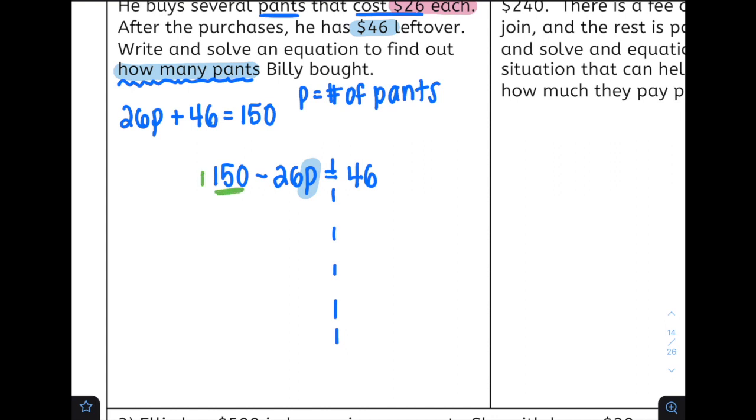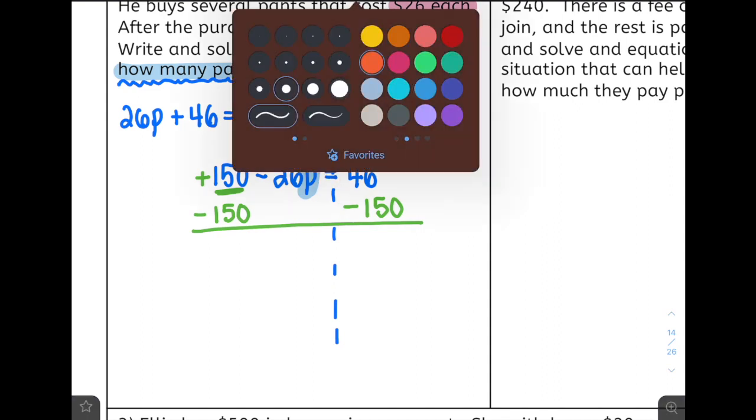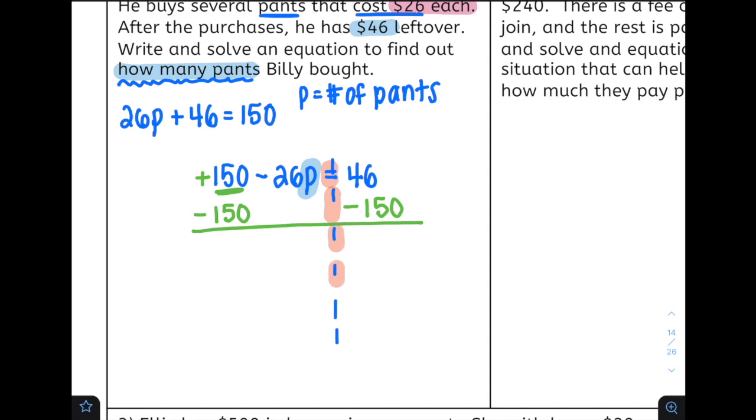If that is being added, there's a positive in front and it's invisible. I have to take the inverse operation, which would be subtraction. And I want to get rid of 150, so I'm going to subtract 150 from both sides of my equal sign. And the reason why I'm doing that is because I want to balance my equation out. I don't want this to be less than here. It has to be equal. So every time I cross over my equal sign, I'm going to make sure that I'm taking the inverse operation. So this is why I draw the dotted line, so I know every time I'm moving a value over to balance, that means I have to take the inverse operation.